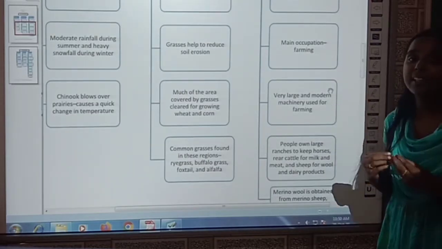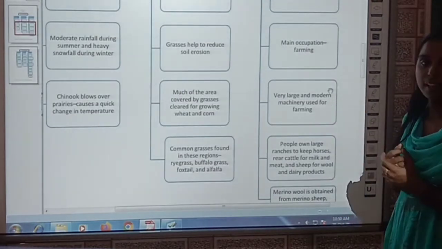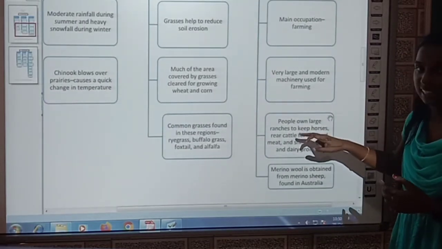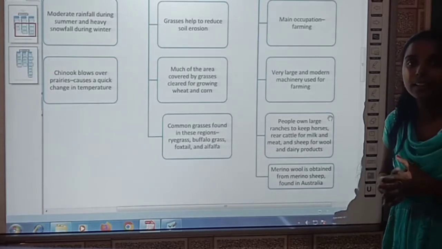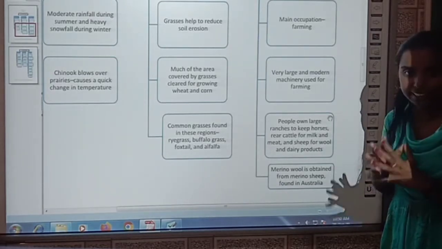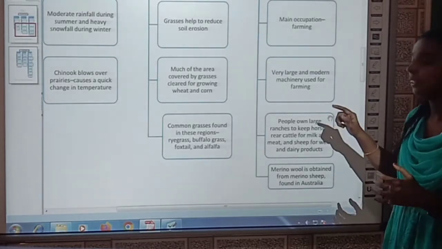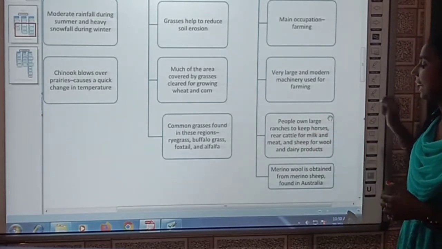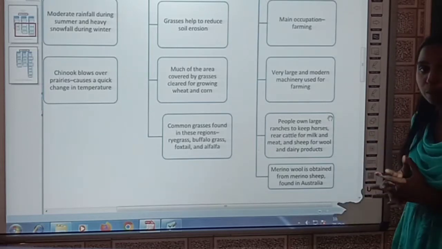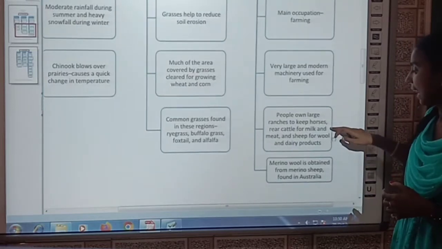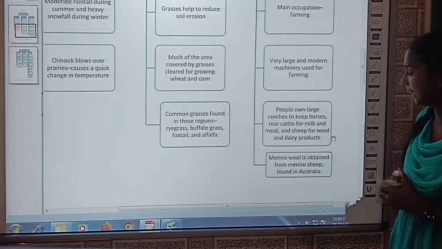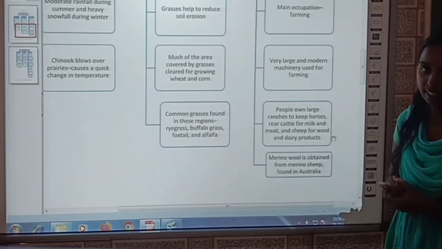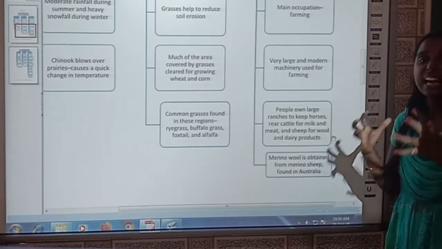Okay, so they are using modern machinery for this farming purpose. Okay, and also people own large ranches. So what are ranches? Place where the cattle are kept. Okay, so people own large ranches to keep horses, rear cattle for milk and meat, and also sheep for wool and dairy products. Okay, and so one of the important wools, called merino wool, that is obtained from merino sheep, is found in Australia. Okay, merino wool, that is a high quality wool.